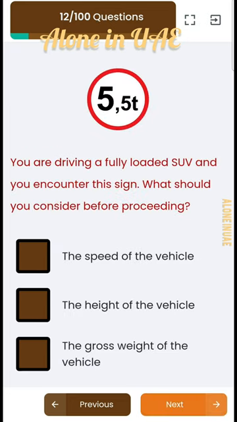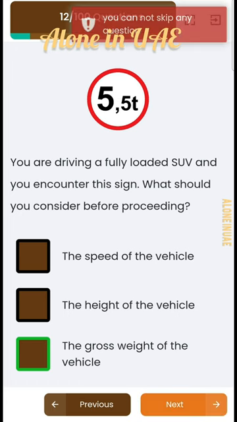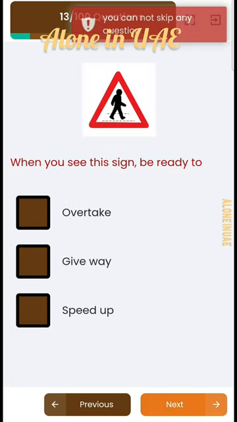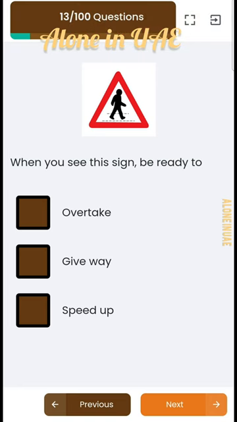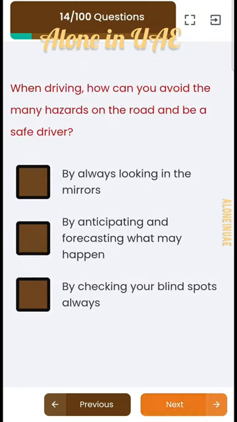You are driving a fully loaded SUV, and you encounter this sign. What should you consider before proceeding? When you see this sign, be ready to... When driving, how can you avoid the many hazards on the road and be a safe driver?